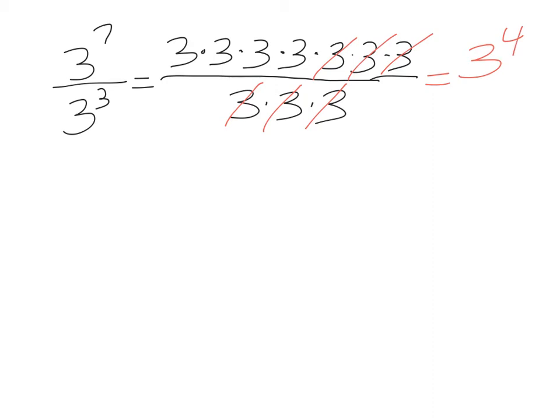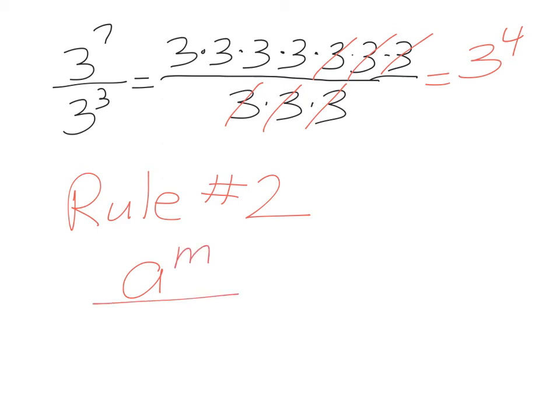Yes, yes, yes, I know what you're thinking. You're thinking, couldn't I have just subtracted the exponents? And the answer is, yeah, of course. That brings us to rule number 2. A to the m over a to the n is equal to a to the m minus n. The top exponent minus the bottom exponent.